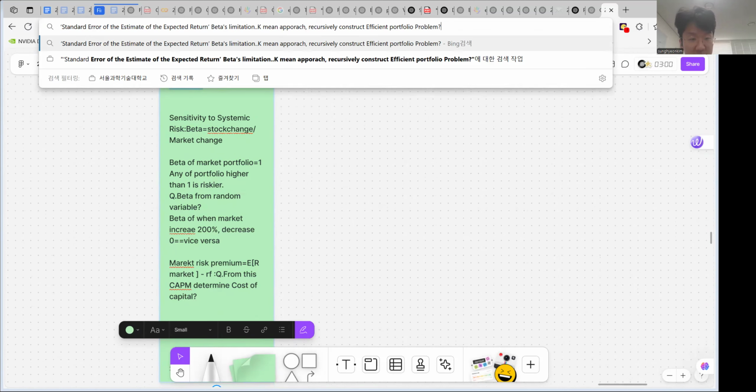So sensitivity to systemic risk is beta, stock change divided by market change. The beta of the market portfolio will be 1 because it is divided by itself, and a portfolio with beta higher than 1 is riskier.